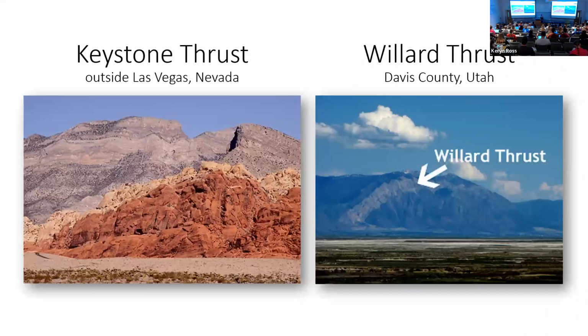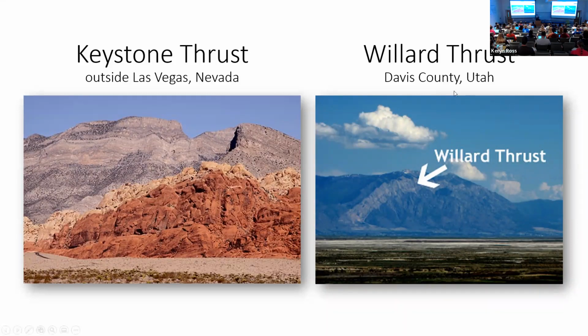So the Keystone thrust, how many of you are from Vegas? Do we have Vegas people here? Whoop, whoop. Okay, Red Rock, okay? Red Rock itself is part of this Keystone thrust. And what happens is this stuff back here is a bunch of Mississippian and Pennsylvanian limestone, okay? And this is Jurassic. So this is Paleozoic, and it's above Mesozoic stuff. And that's backwards, right? Because Paleozoic is older than Mesozoic.